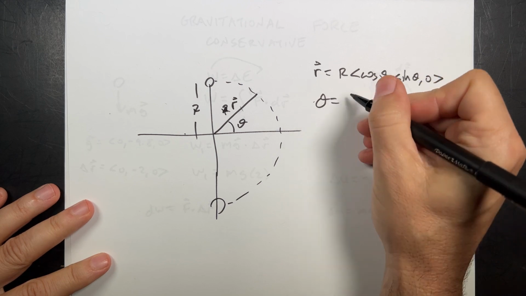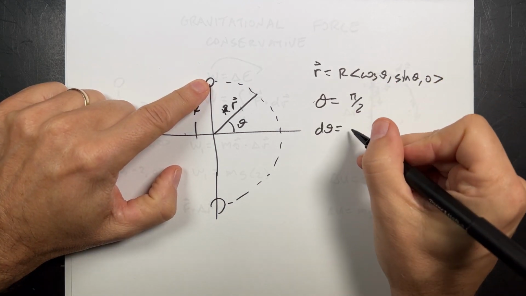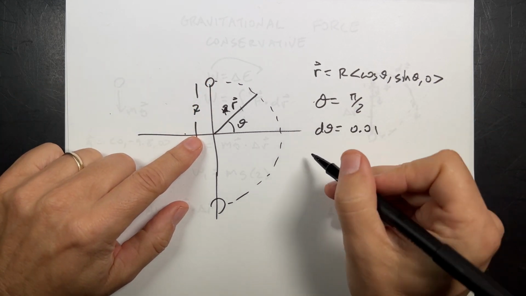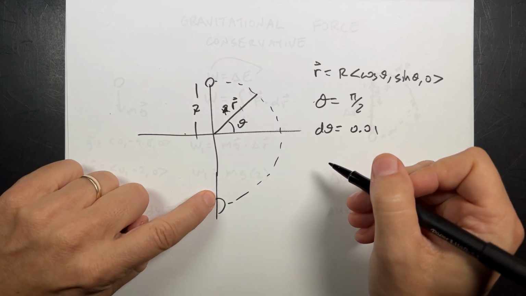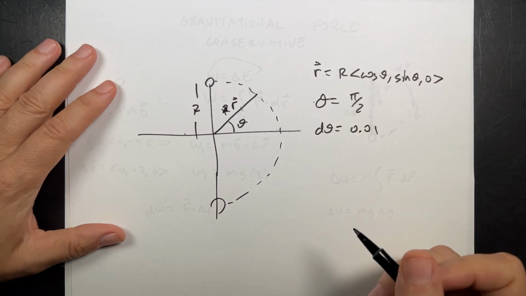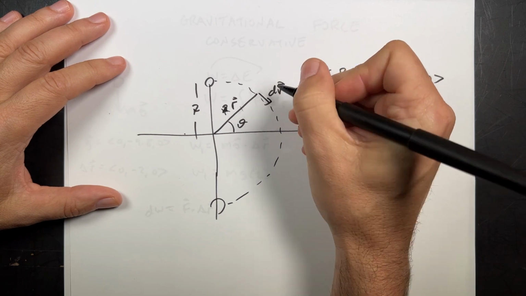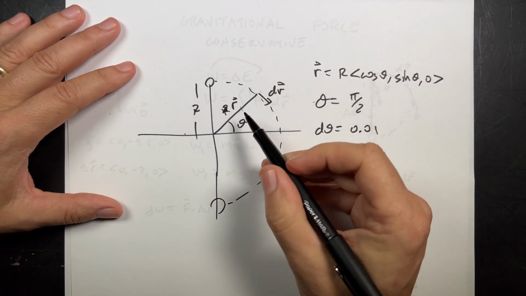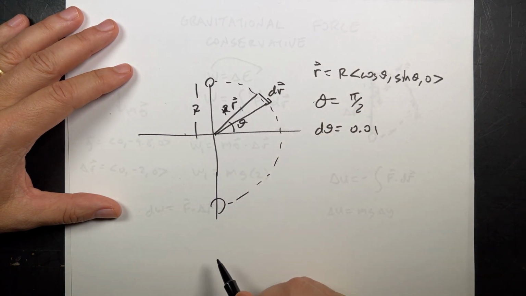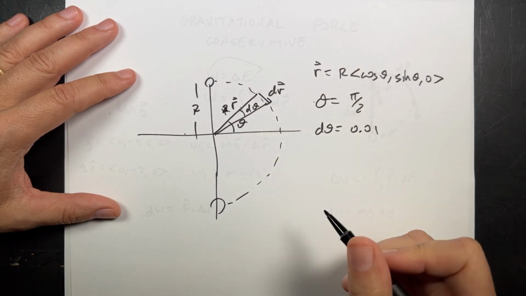So I can calculate that just by changing the value of theta. And I'll start with theta is pi over 2 because it's up here. And then d theta will be 0.01 or something. And then I just subtract that from theta until I get down here, which is while theta is greater than negative pi over 2. Now I do need to calculate this dr vector, or delta r if you want. How do you do that? Well, let's say it goes from here to there, and that's mostly a straight line, but this is the angle d theta.